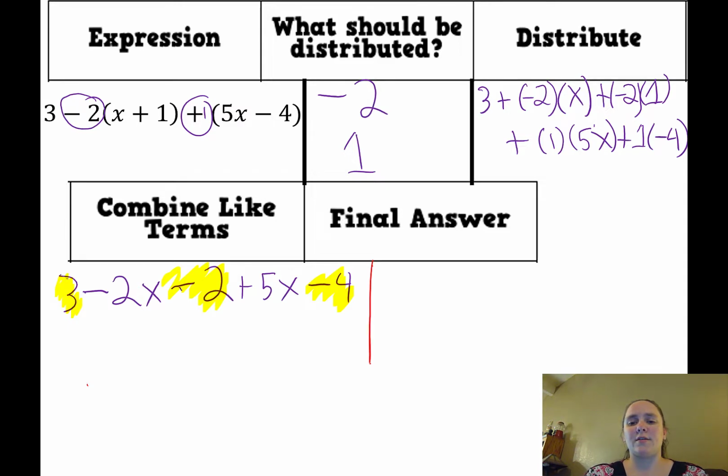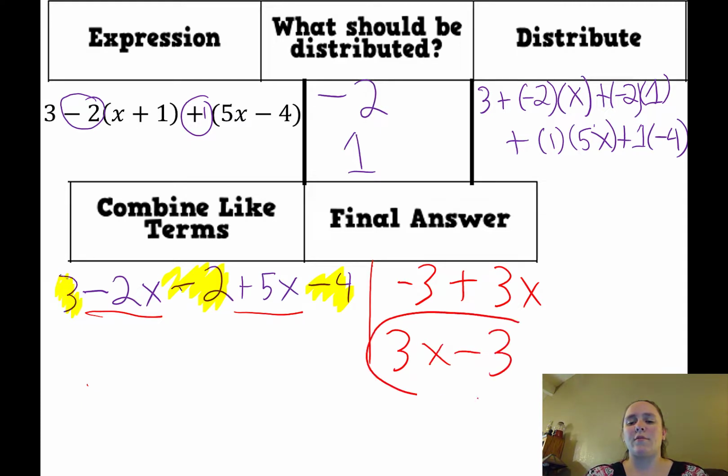So in my final answer, I get a -3 plus -2x plus 5x gives me 3x. And the standard way of writing it is 3x minus 3 for my final answer.